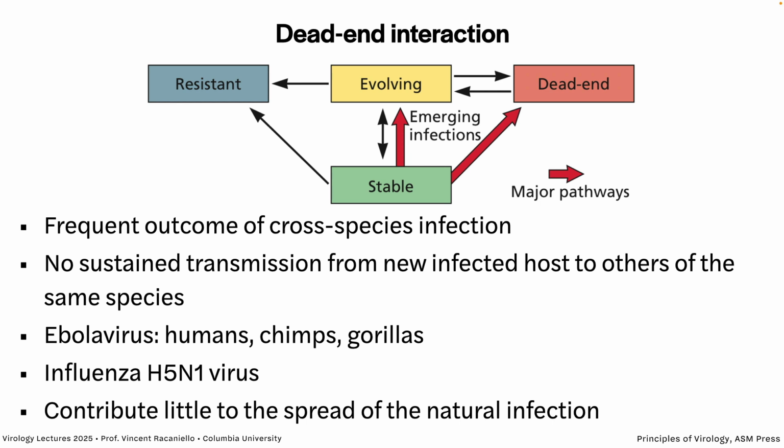No sustained transmission. Examples are Ebolavirus infections of humans, chimps, and gorillas, which are not the natural hosts of this virus, and the virus does not become adapted to them. Influenza H5N1 virus in humans has not become a human virus. It does not transmit, if at all, among humans. And now it's infecting many, many different kinds of other animals, mammals, birds, and so forth. So we are worried that it may acquire randomly the ability to transmit among humans, but it hasn't done so yet.